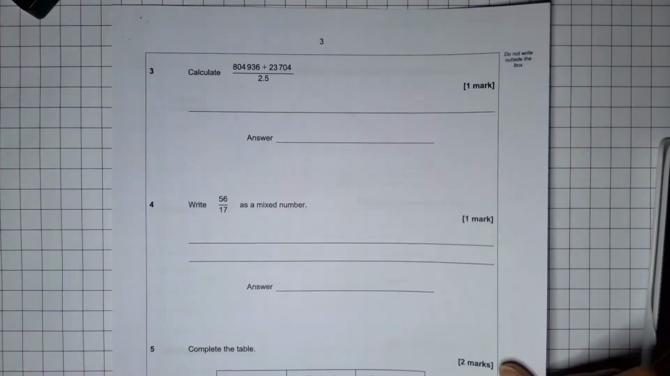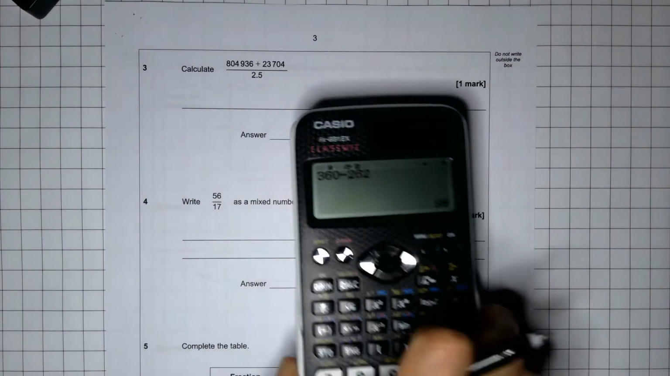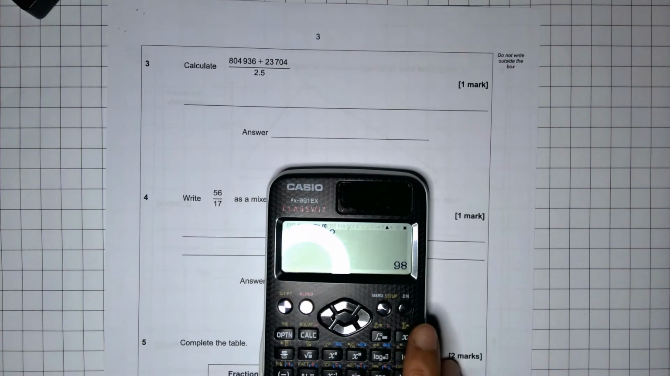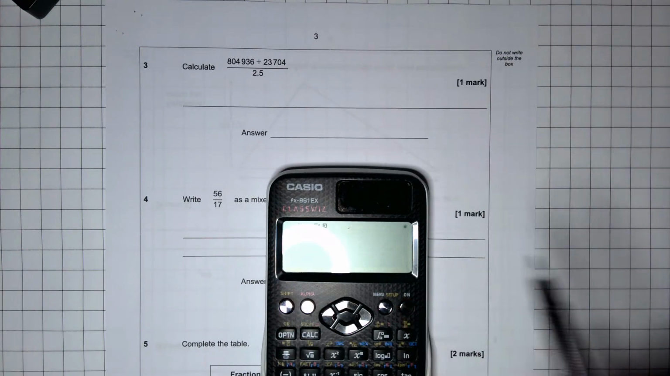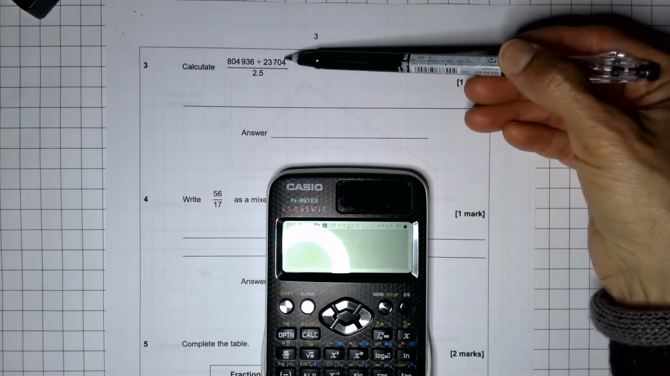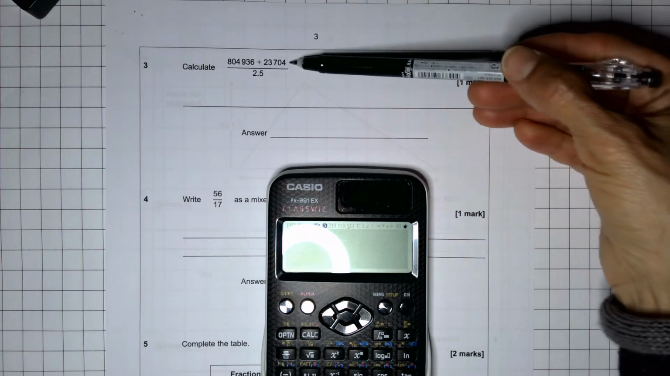Number 3 is a calculation question, and it depends on the calculator you have. My calculator will do exactly what is there, so I'm just going to get my calculator out. But if yours doesn't do that, then you're going to have to calculate the top part, the numerator, and then divide it by 2.5. Why? Because the whole top is divided by the bottom.